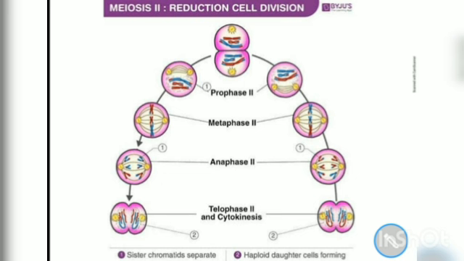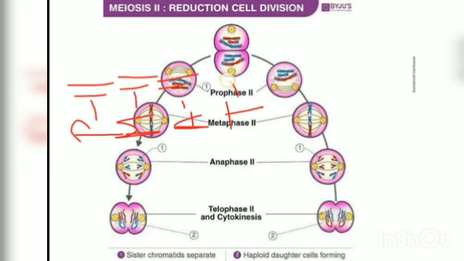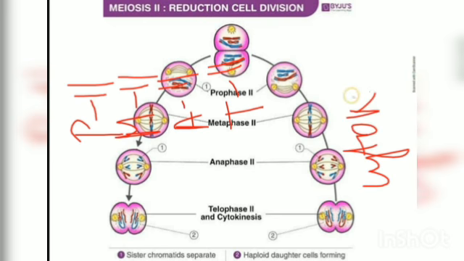So similarly, what will be the stages of meiosis 2? Yes, you can see the first stage will be prophase 2, then metaphase 2, anaphase 2, telophase 2. Then after, cytokinesis will occur.